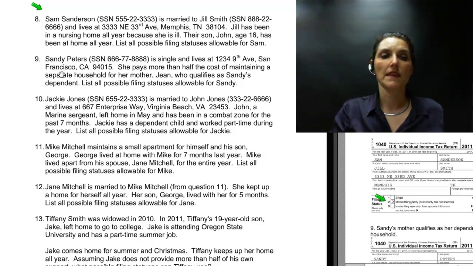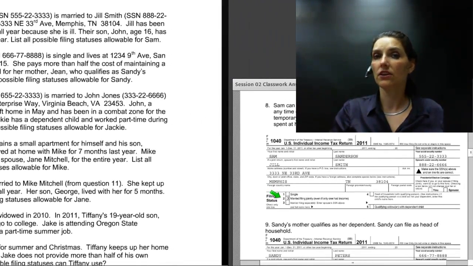Question number 9. Sandy Peters is single and lives at 1234 9th Avenue in San Francisco. She pays more than half the cost of maintaining a separate household for her mother, Jean, who qualifies as Sandy's dependent. List all possible filing statuses allowable for Sandy. Well, Sandy is single. That's a filing status she could use. The other filing status she qualifies for is head of household.